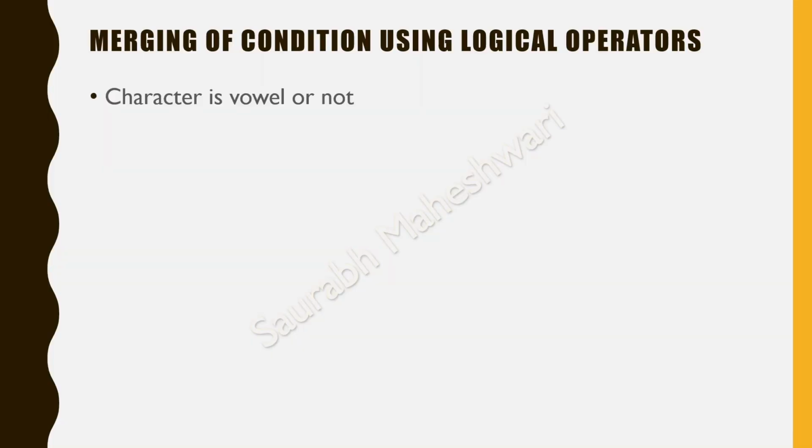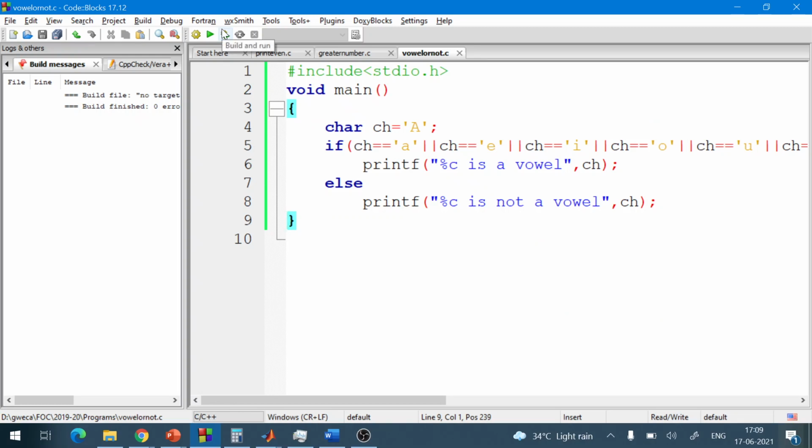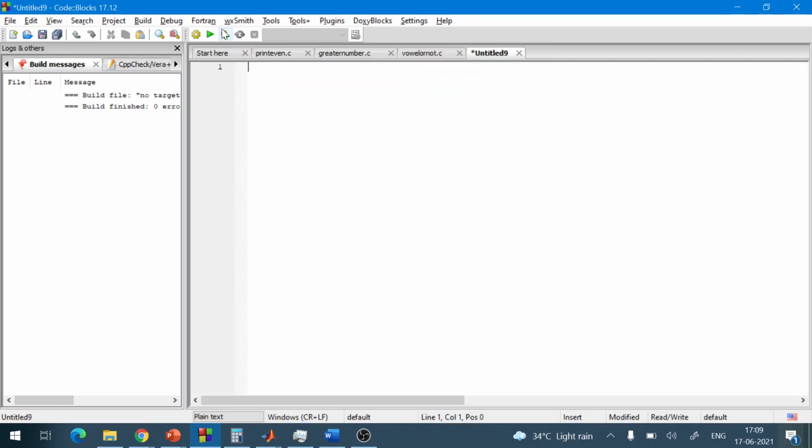Now let us see what is next. Now we are seeing the cascading of the if else construct, meaning repeatedly writing the if else. Now find the gross salary of an employee after adding a suitable increment. So we have a condition where the employee gets some increment, and the increment is based on some condition. So let us write some conditions. What is the basis of the increment?